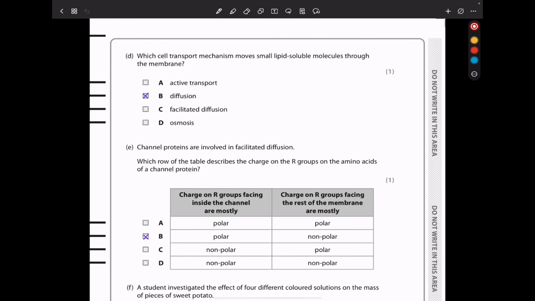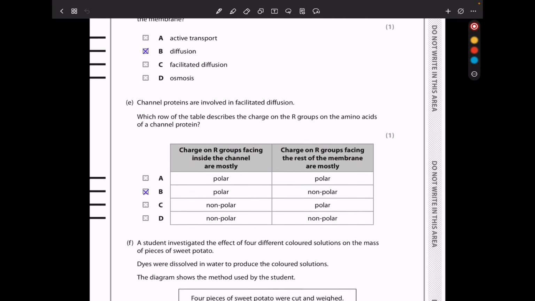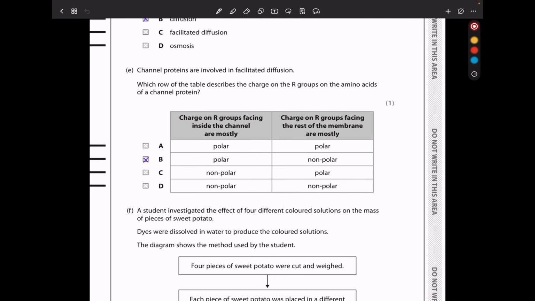Which cell transport mechanism moves small lipid-soluble molecules through the membrane? Because they said small lipid-soluble, it's going to be diffusion. These are particles that are soluble in the cell membrane. And in part E, channel proteins are involved in facilitated diffusion.